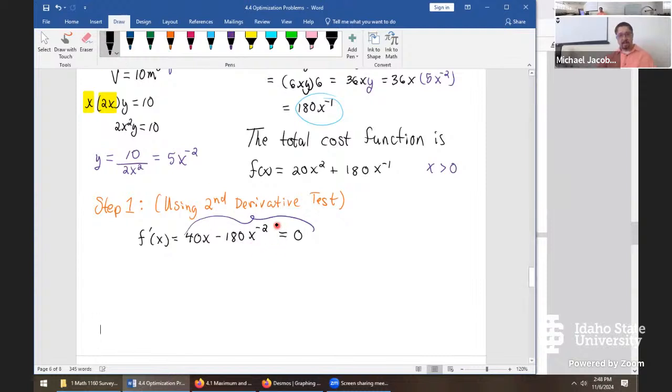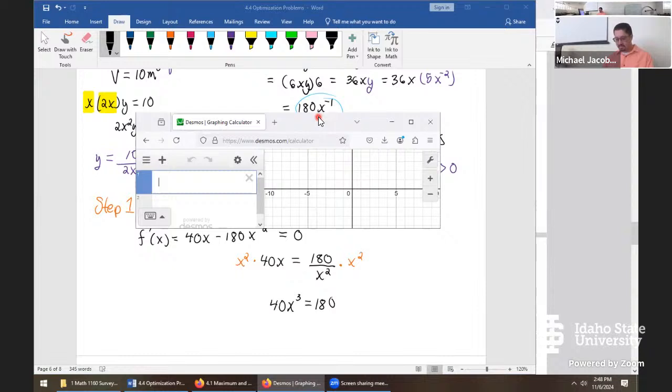Let's add 180 x to the power -2 to both sides. We get 40x equals 180 x to the power -2, which could be rewritten this way, x squared in the denominator. You don't have to do that, but if it's helpful for visualization on the next step, not a bad step to take. So what we'll do next is multiply the right-hand side by x squared, multiply the left-hand side by x squared, and our new equation is that 40x cubed is 180. We now need to divide 180 by 40. Let's see what that is.